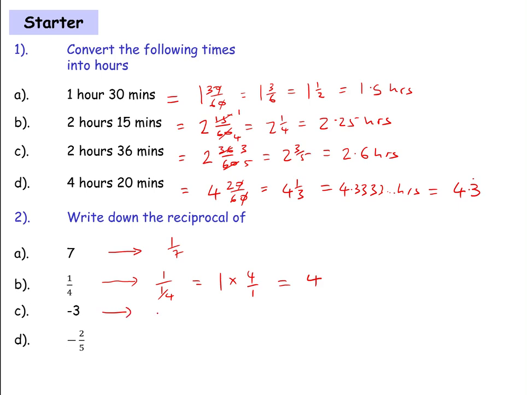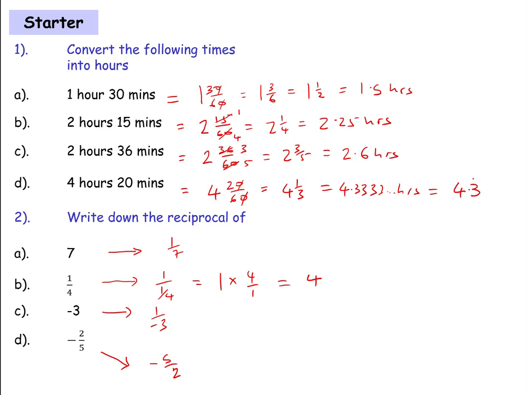The reciprocal of -3 is 1 over -3. And because we know we can flip it now, the reciprocal of -2/5 is -5 over 2. When you get a fraction, you can just flip it like that. Okay, good.